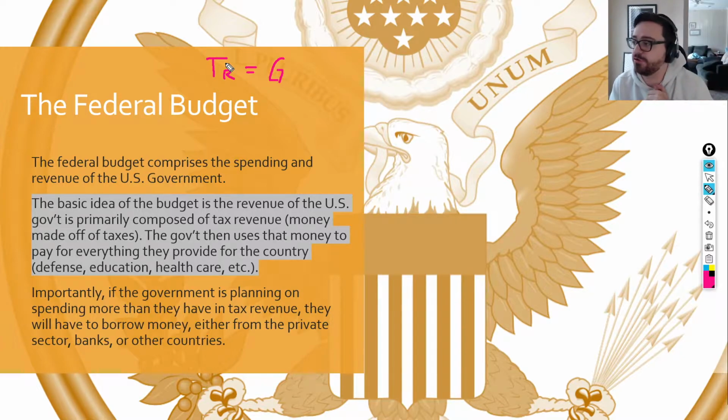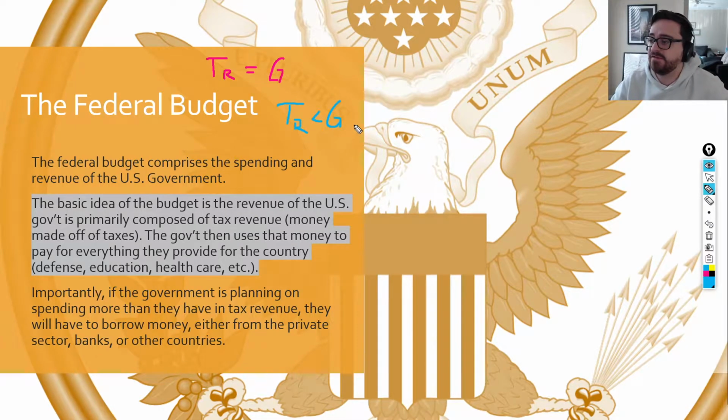That equation is not true for us most of the time. It needs to be mentioned that this is the reason why the government has added on a lot of debt, because if the government is planning on spending more than they have in tax revenue, a situation where tax revenue is less than government spending, the government will have to borrow money.